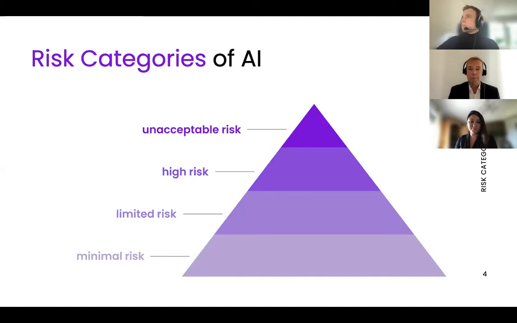The by far most interesting risk category is the high risk category. That's why we will be discussing all of these categories in the following, and we'll be starting with the other ones first. So we'll talk about unacceptable risk, limited risk, and minimal risk first, and then focus the rest of the presentation on this most important group of high risk AIs.